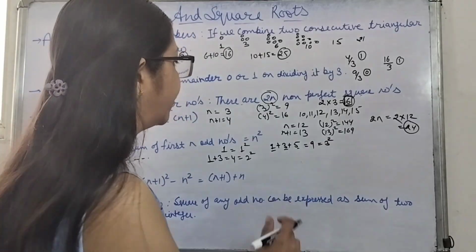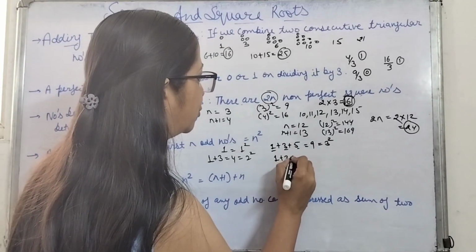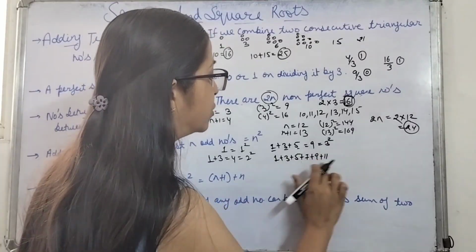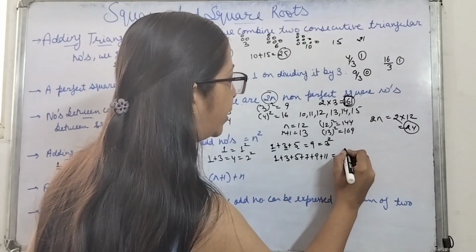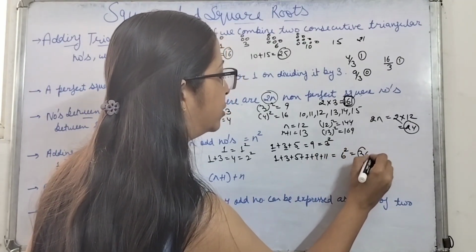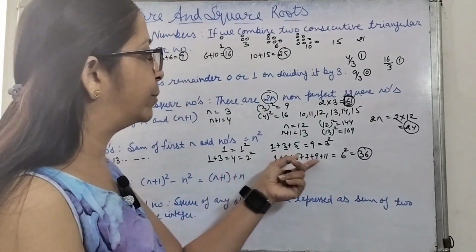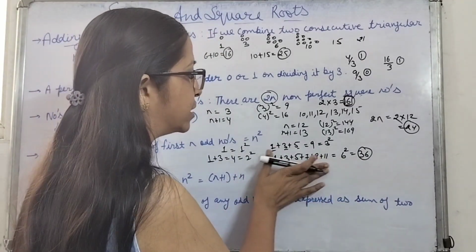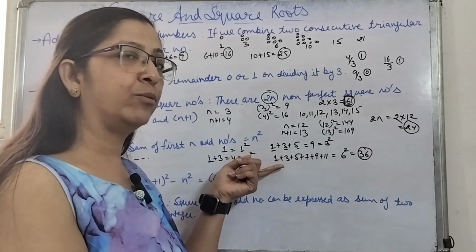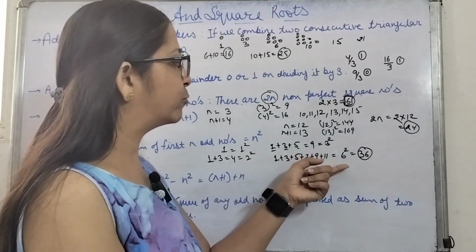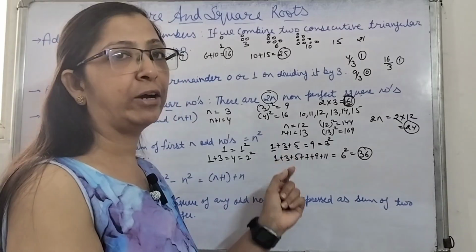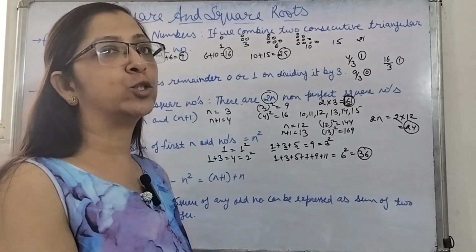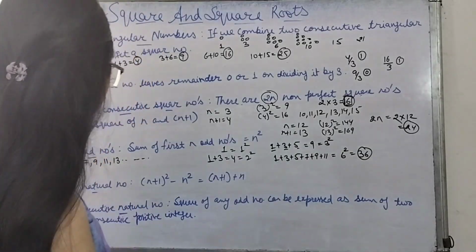If we take, say, 1, 2, 3, 4, 5, 6 odd numbers, the sum of these will be the square of 6, which is 36. We need not add it, it will be equivalent to the square of 6. So however many odd numbers we have taken, starting from 1 only, their sum will be equivalent to the square of how many numbers you have taken. If we have taken 10 odd numbers, the sum will be equivalent to the square of 10, that will be 100.